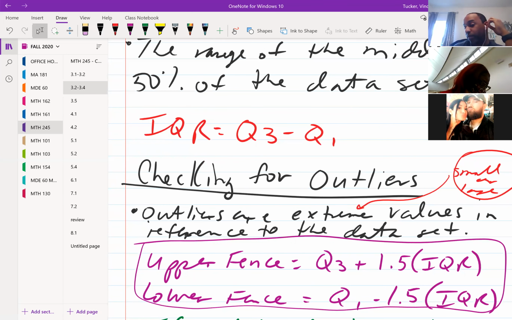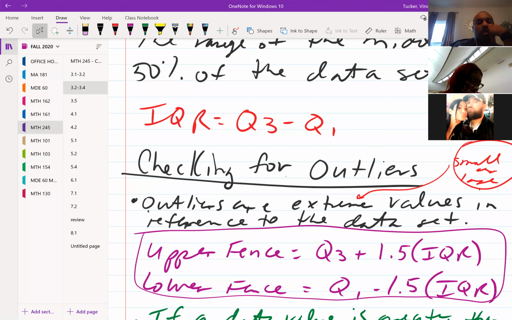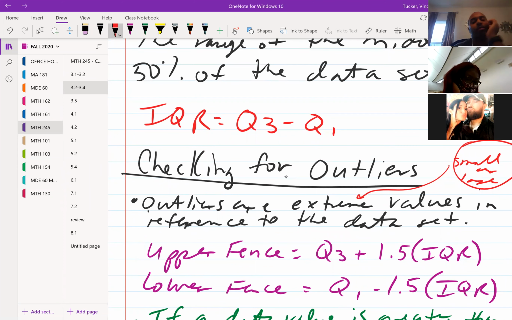Remember, those are extreme values in comparison to your data set, whether it's very, very large or very, very small. We will have what we can call the upper fence and the lower fence. We'll take quartile 3 and add 1.5 times the IQR to establish the upper fence. And then to establish your lower fence, you take Q1 and subtract 1.5 times the IQR.